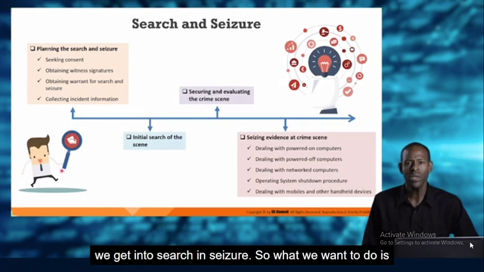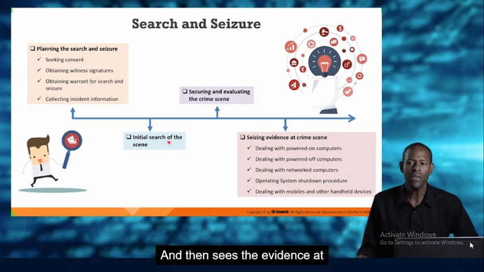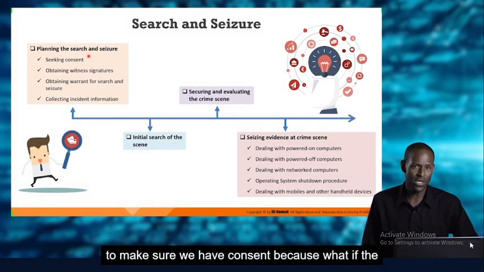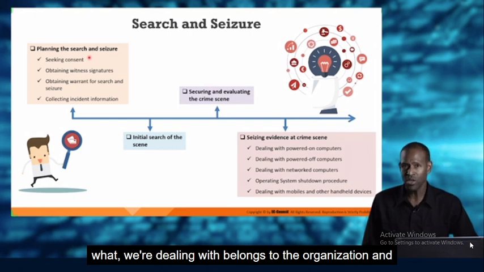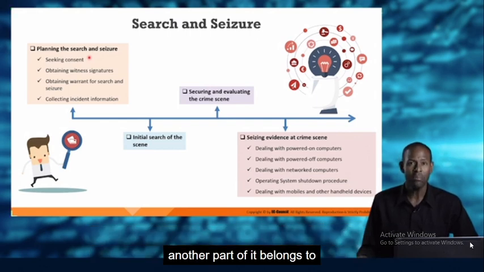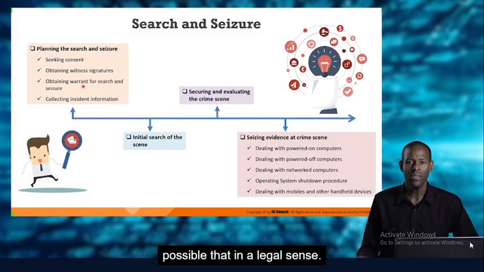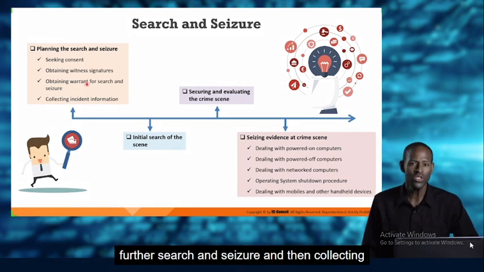Next, we get into search and seizure. So what we want to do is plan it, secure and evaluate it after the initial search, and then seize the evidence at the crime scene. So with the planning, we need to make sure we have consent. Because what if on the crime scene, part of what we're dealing with belongs to the organization and another part of it belongs to an individual? And we may need to obtain signatures from statements that we obtain from witnesses. And it's possible that in a legal sense, you will need to get a warrant if you need to do any further search and seizure.